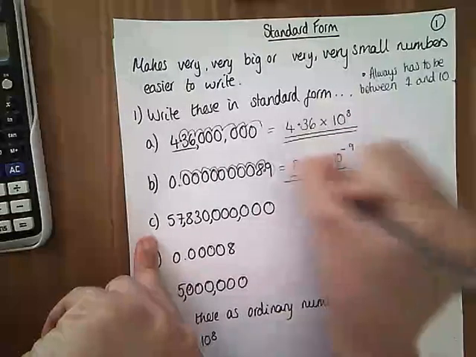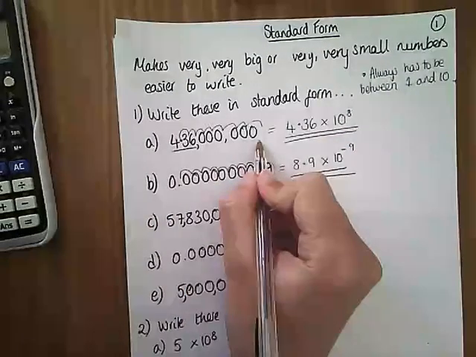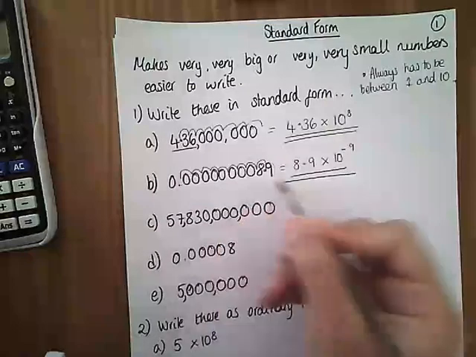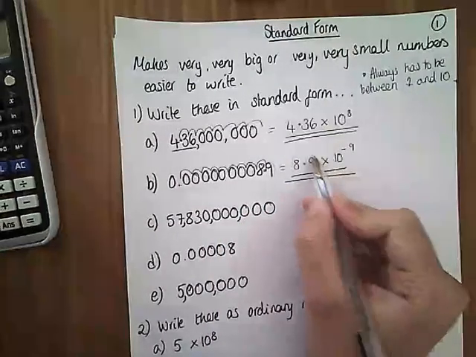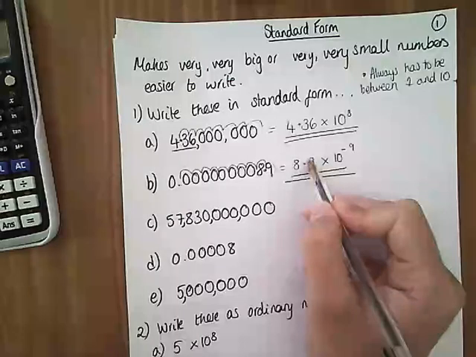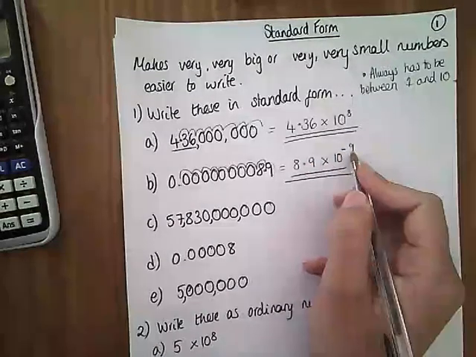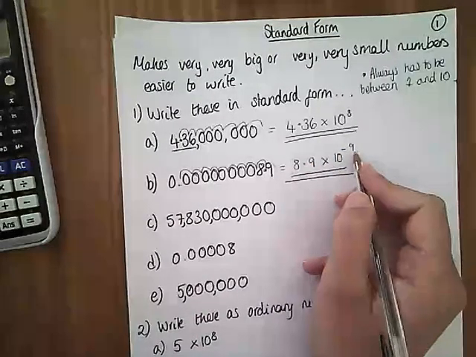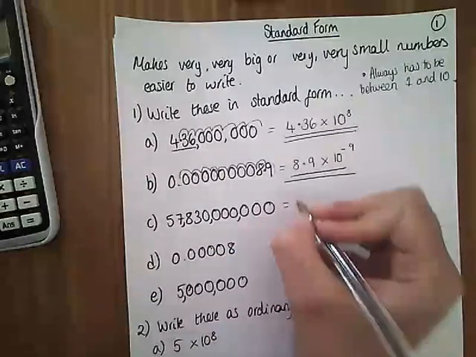Why is it minus 9? Well, this is a very big number. This is a very tiny number. So if it's a tiny number, it's obviously going to be smaller than this number between 1 and 10. So it's going to be times 10 to the power of minus whatever. And this one between 1 and 10 is 5.783.